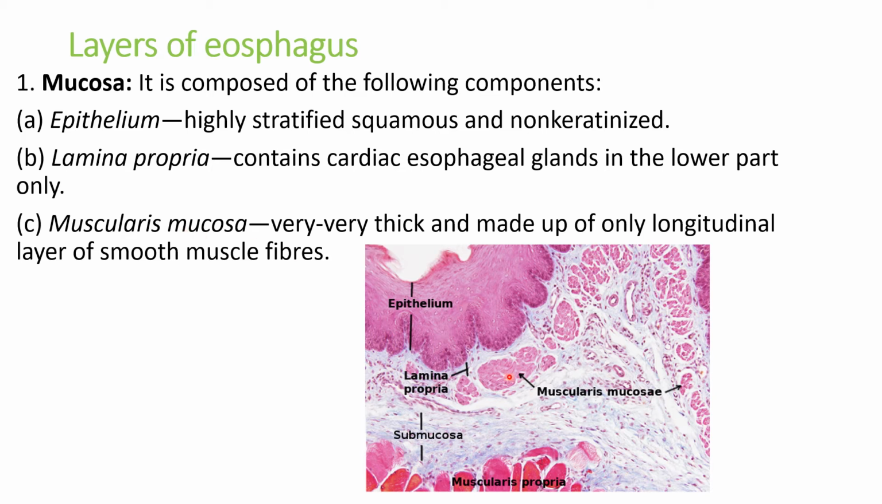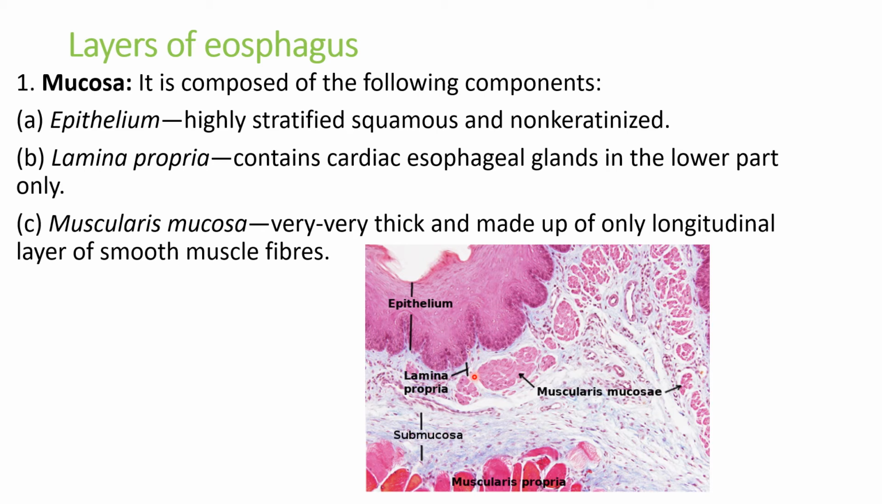One unique feature about the esophagus is its epithelium. As you can see here, number one, it is stratified, meaning there are many layers. Number two, it is squamous, meaning there are flat cells. And number three, it is non-keratinized. This is a unique feature of the esophagus, since the other parts of the GIT consist of columnar epithelium.